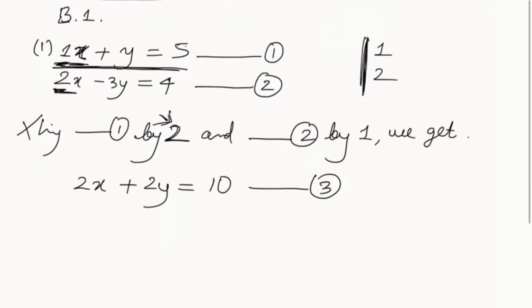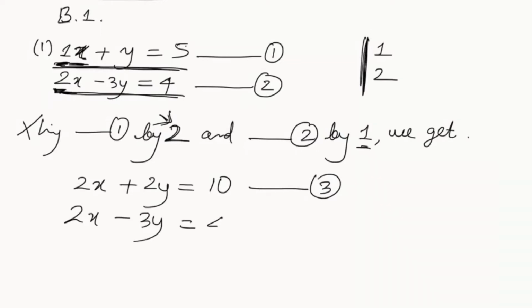Now equation 2, if we multiply by 1, anything multiplied by 1 is the same number, so we just write 2x minus 3y equals 4. Let's name it equation 4. Now this is the interesting part about the elimination method. What we will do is start eliminating.